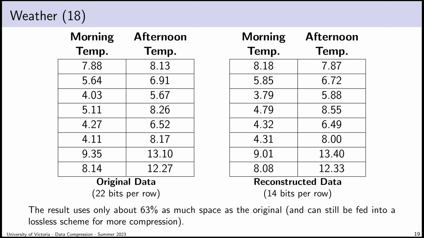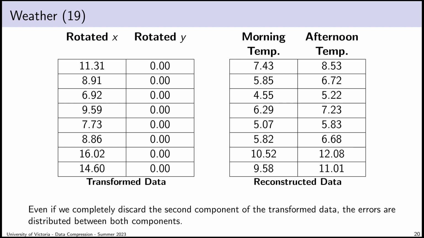So going from 22 bits per row down to 14, this is the reason why I had to come up with some number of bits to use. Going from 22 down to 14 means that I'm using 63% as much space as I was before. So I've gotten rid of 33% of the data I had. I haven't even done any lossless compression techniques yet. So I've used a lossy technique that gets rid of one third of my data. I shouldn't be too surprised that I do lose some accuracy.